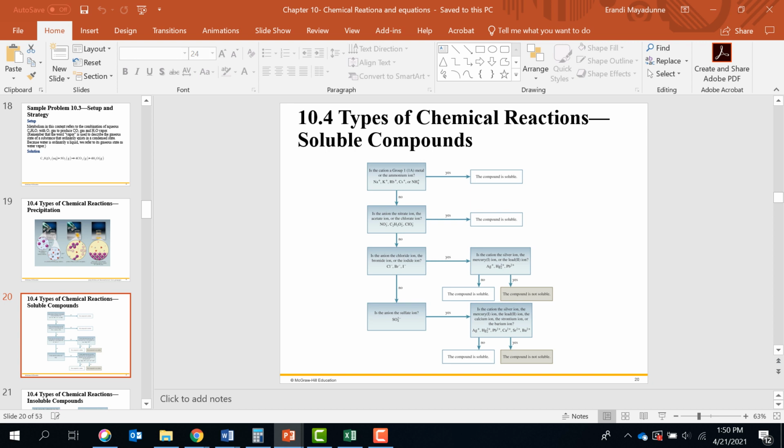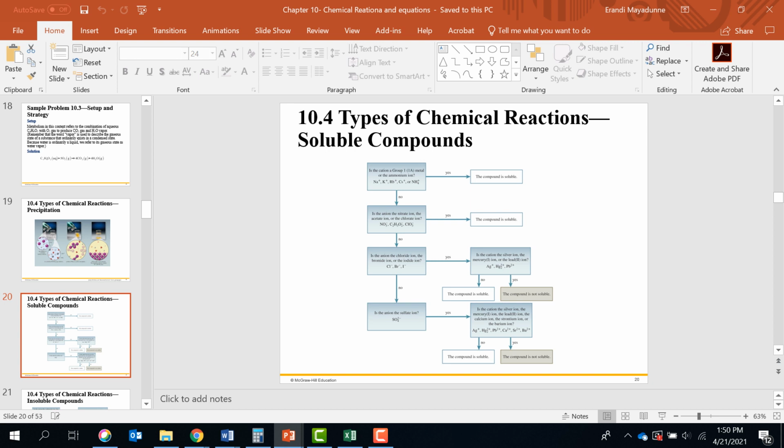Sodium sulfate, soluble. Sodium perchlorate, soluble. It doesn't matter whichever the anion is. If it is sodium, potassium, rubidium, cesium, it's soluble. Same with ammonium. Ammonium chloride, ammonium phosphate, ammonium oxide, it's soluble.